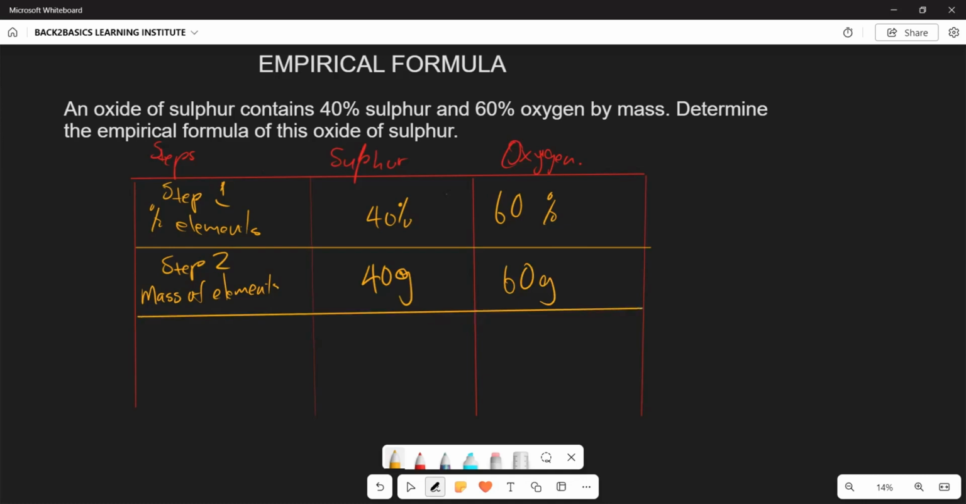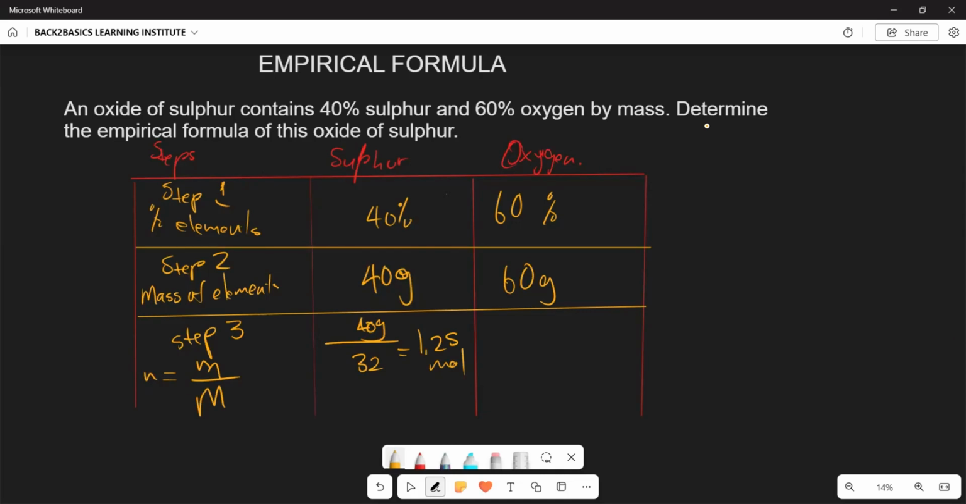Now let's see what our third step is. Step number three: we are going to calculate the moles using the formula mass over molar mass, right? What is the mass of your sulfur? We're given 40 grams over, now, what is the molar mass of sulfur? The molar mass of sulfur is 32. So the totality of this in terms of moles is going to be 1.25 mole, right?